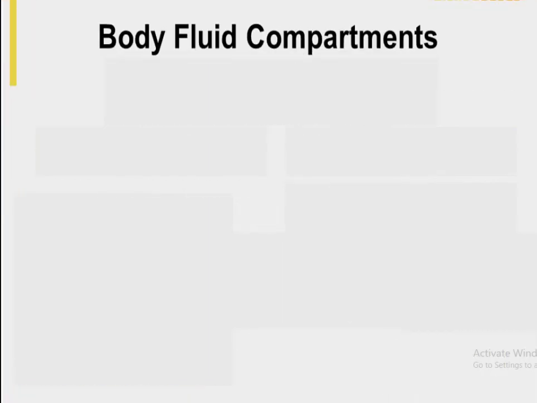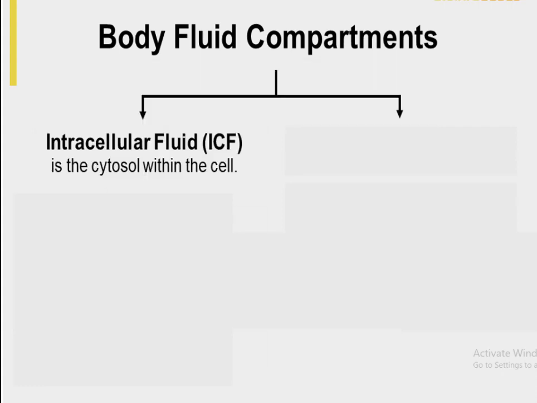Now let's go into a bit more detail and discuss how these body fluids are divided. Like I said, body fluid is divided into two groups. The first one is the intracellular fluid, which is inside, within the cell. Here we are simply talking about the cytosol, the cytoplasm. The fluid in which all the organelles are found in the cell is called the cytosol. It's part of the cytoplasm.